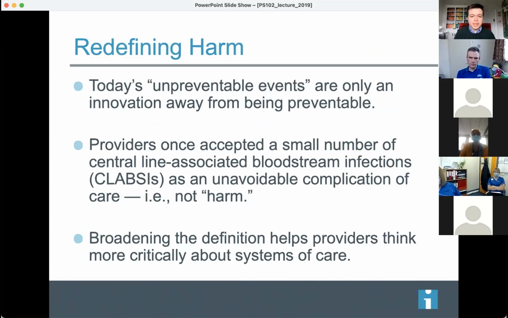So today's unpreventable events are only an innovation away from being preventable. This is the mind shift that happened about 20, 30 years ago: thinking, actually, we can prevent some of these things if we just think of things in a different way. For example, in the airline industry, British Airways used to call their passengers cargo. They didn't think of them as people, but as units of things that they needed to shift across the world. And that sort of mindset didn't lend itself to customer-centric care.